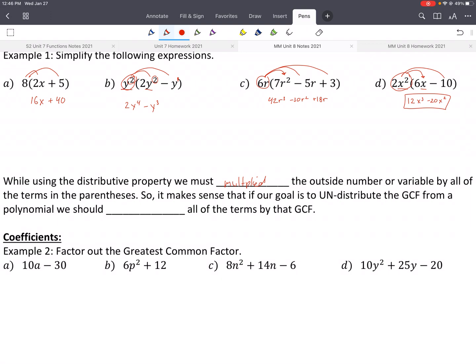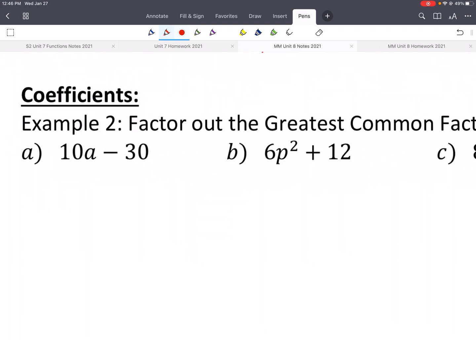Okay, so while using the distributive property, we must multiply the outside number or variable by all of the terms in the parentheses. So does it make sense that if we want to do it backwards, if we want to take those numbers out, then we would divide all of the terms by the greatest common factor? So if you want to take the greatest common factor out, you'll also need to divide every term by the greatest common factor. So let's do an example.